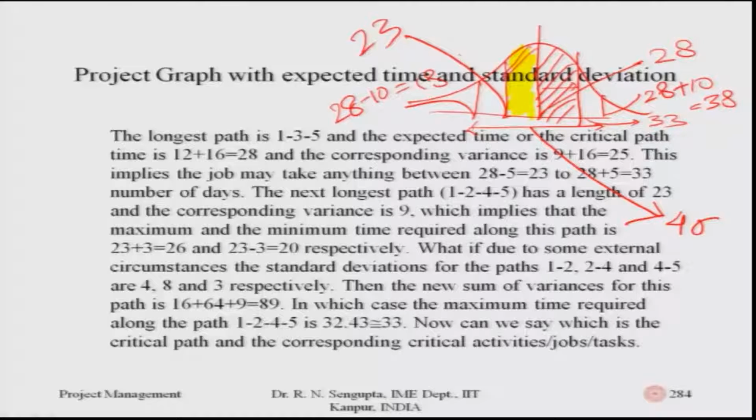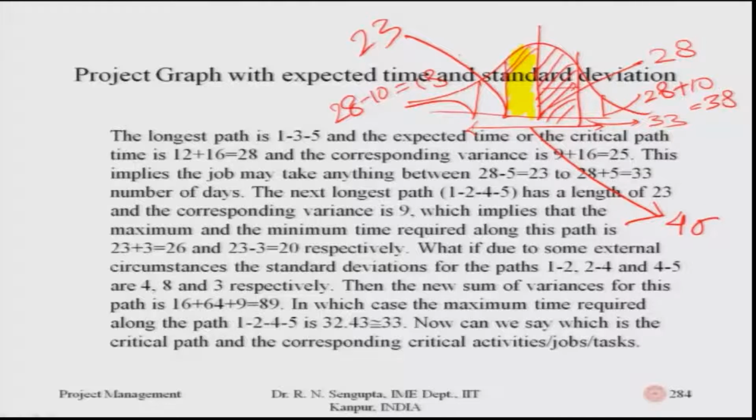So, which means that what if due to some external circumstances the standard deviations of the path 1, 2, 4, 5, which is the next longest path, are given as 4, 8 and 3, then the new variance for this path would basically now become 4 square, which is 16, 8 square is 64, 3 square is 9. So, it is basically 89, in which case the maximum time required along this path would be correspondingly found out as 32.43, which is 33. So, I am just trying to bring some information into this concept.